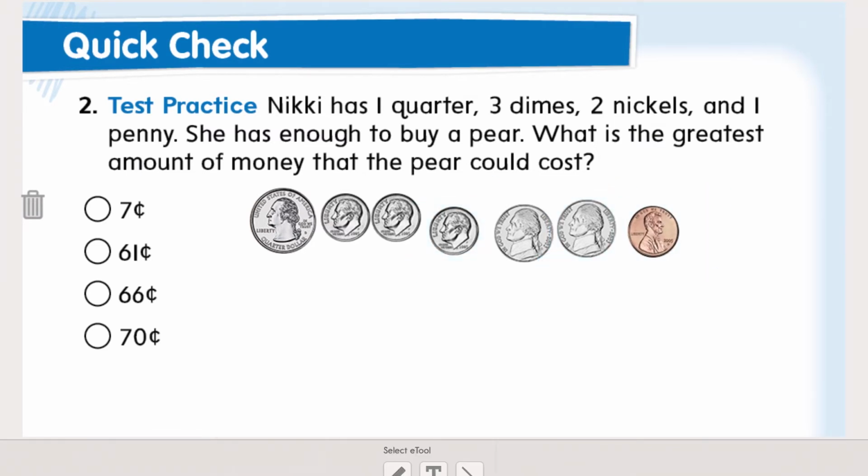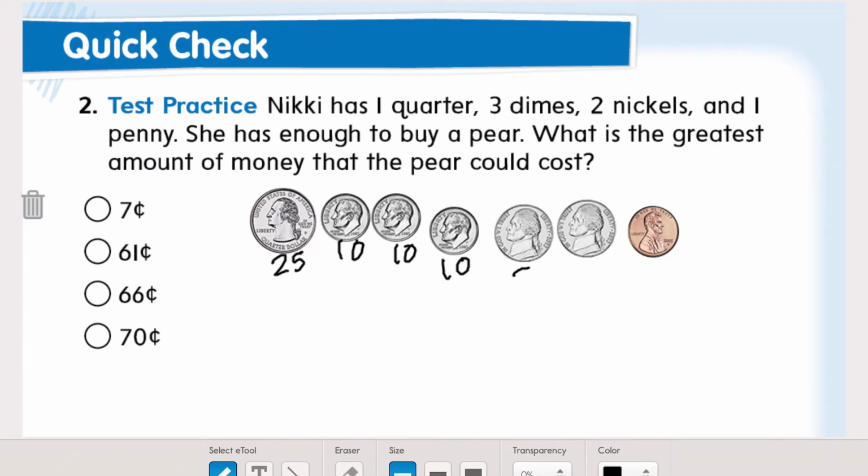Okay, so now we can label. This is going to be 25, 10, 10, 10, 5, 5, and 1. So now we can count on: 25, 35, 45, 55. 55 plus 5 is 60, plus 5 is 65, plus 1 is 66 cents. That's the most that the pair could be. Now the pair could be less than that, but remember our question said what's the greatest amount that it could be.